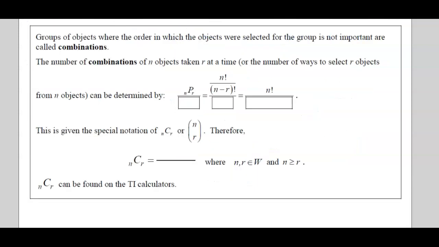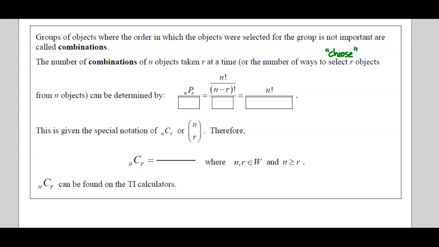Okay, so here, this is where we're going to come up with the formula. Groups of objects, where the order in which the objects were selected for the group is not important, are called combinations. The number of combinations of n objects taken r at a time, or the number of ways to select, or choose, r objects can be determined.